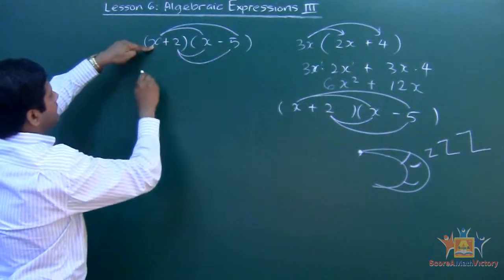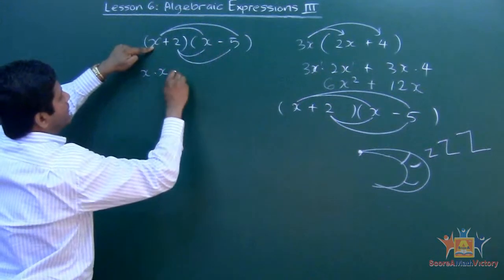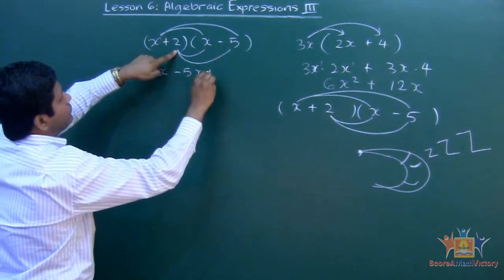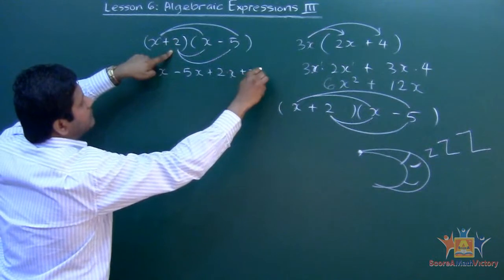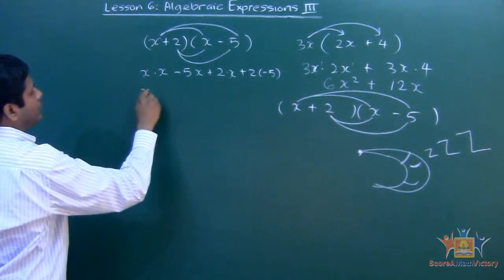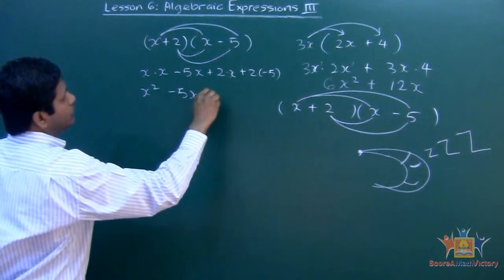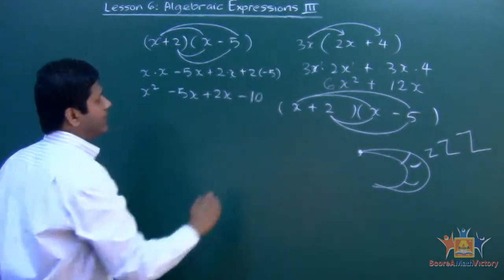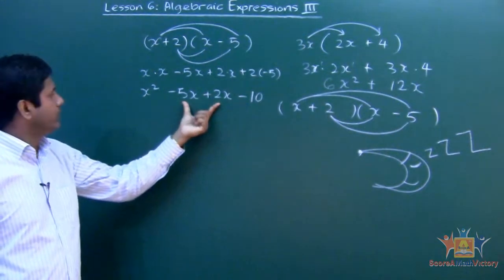Okay, so let's start with this. X times x, and then x times negative 5. So negative 5 times x, and then you go to this one. Plus 2 times x, plus 2 times negative 5. Okay? Now let's do that. X times x is x squared, negative 5x, plus 2x, plus and negative 2 times 5 is negative 10 right there. Alright? Now you can combine these two.